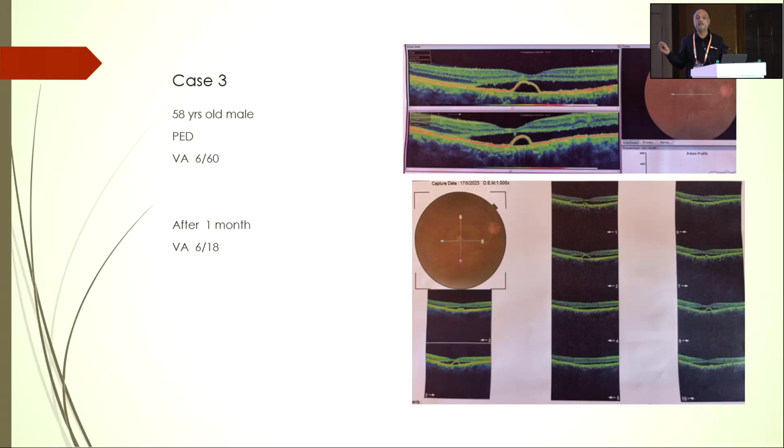6/6 vision with multiple PEDs in both the eyes. So 6 months back, I injected on his insistence. I was very reluctant. What will happen if something happens? He says, doctor, I have a full belief in you, go ahead. So 6/6 vision, multiple PEDs, a laparoscopic surgeon. So I injected, and believe me, within 7 days, the PEDs were flat.